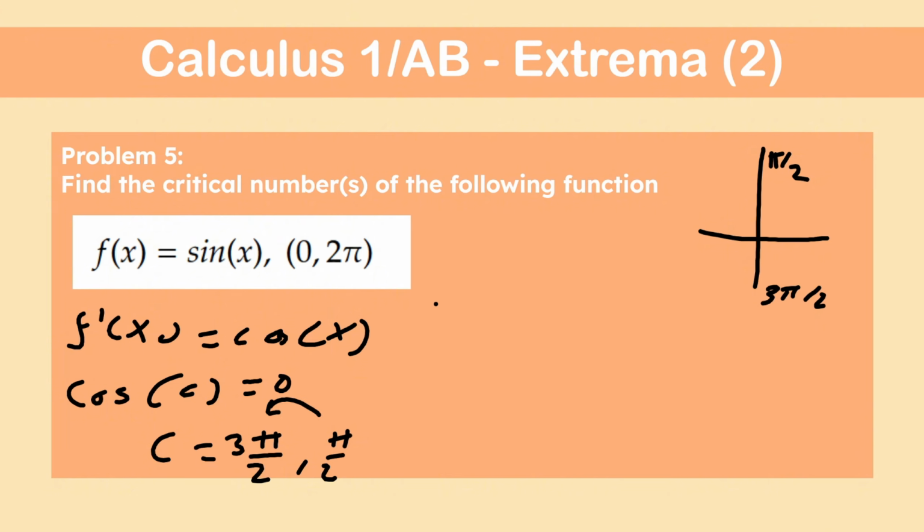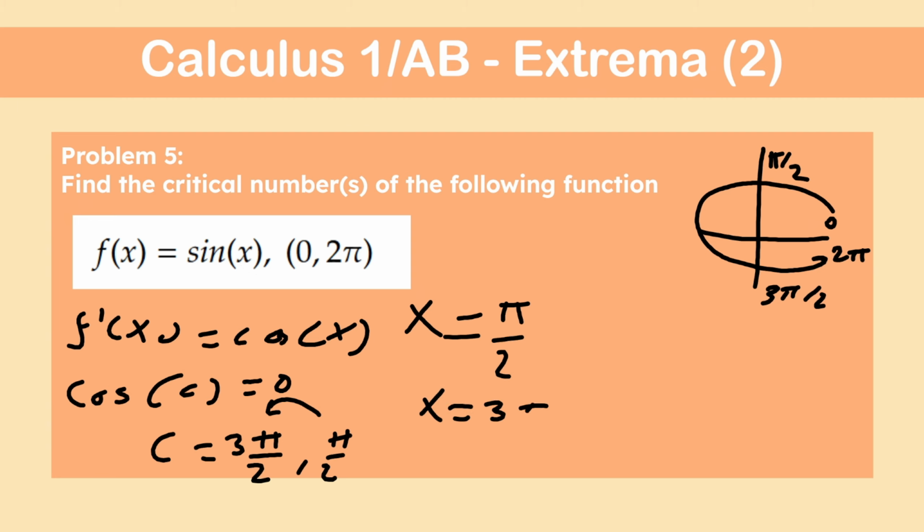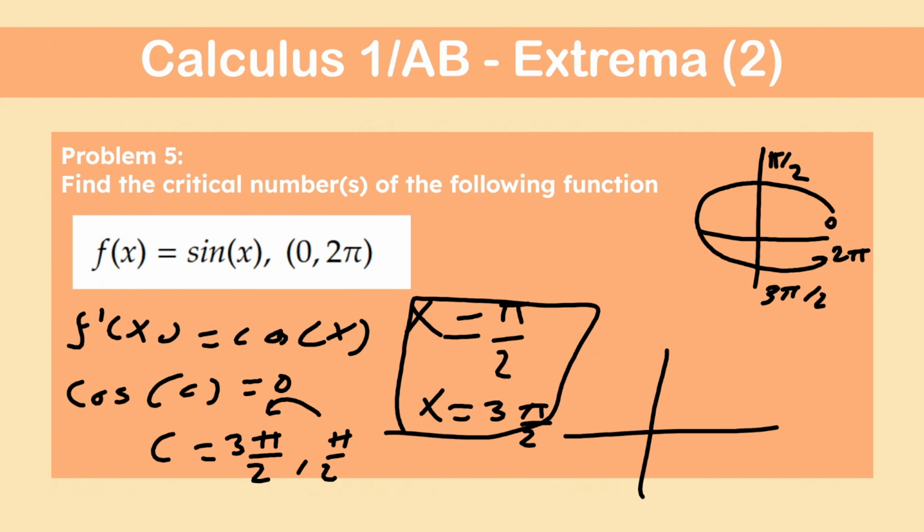So we can say that the critical numbers of the function from the interval 0 to 2 pi, because this starts from 0, you go all the way around to 2 pi, are x is equal to pi over 2 and x is equal to 3 pi over 2. This can be seen in the graph of sine of x, which goes like this. This is 2 pi, over here is pi over 2, because that's when it reaches its largest value. This is 3 pi over 2 when it reaches its lowest value of negative 1, and positive 1 is up here.